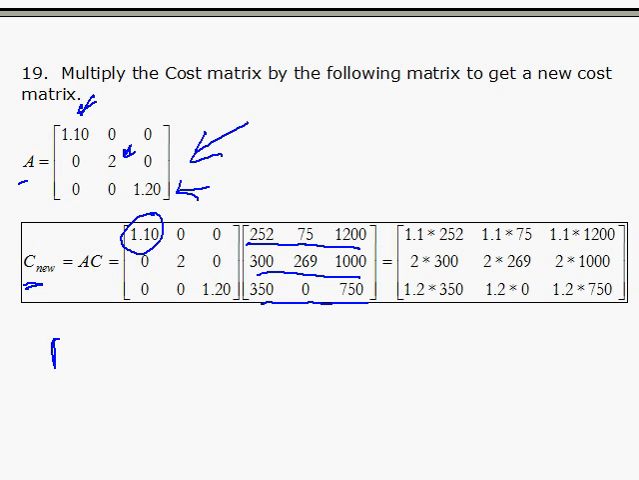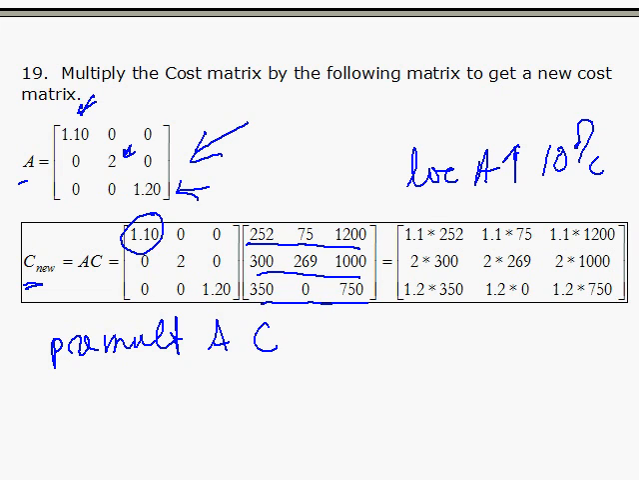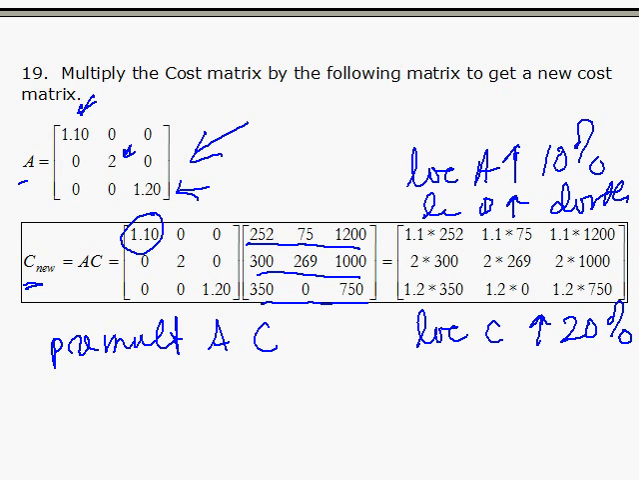This is called pre-multiplying because you put the A first, A and then C, and you get one set of results. In this case, remember this was location A in the first row. It means location A prices went up 10%, all of them. Location B prices doubled, right? And location C prices increased by 20% because the 1.2 only multiplied the third row and nothing else did.